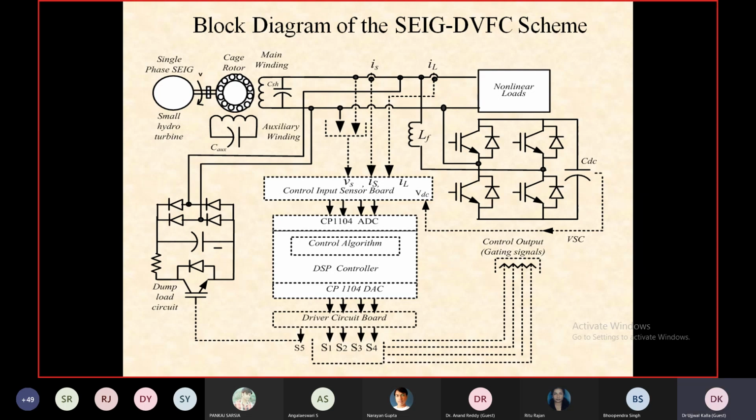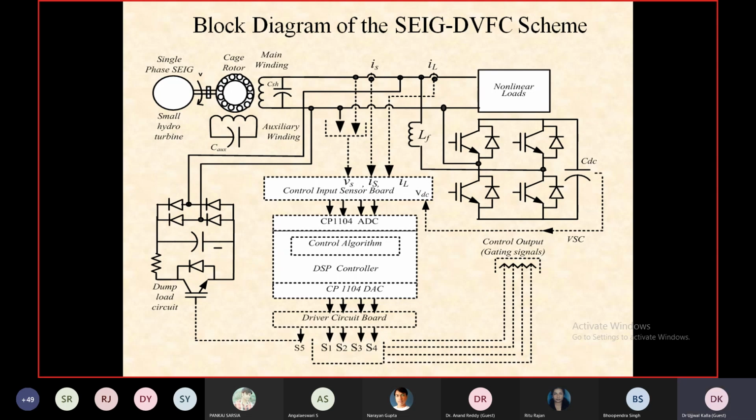In this advanced scheme, we are also injecting an adjustable reactive power through the voltage source converter. And that is also compensating all the harmonic current demanded by the load, nonlinear loads, so that this system is capable of feeding power to the nonlinear load also.